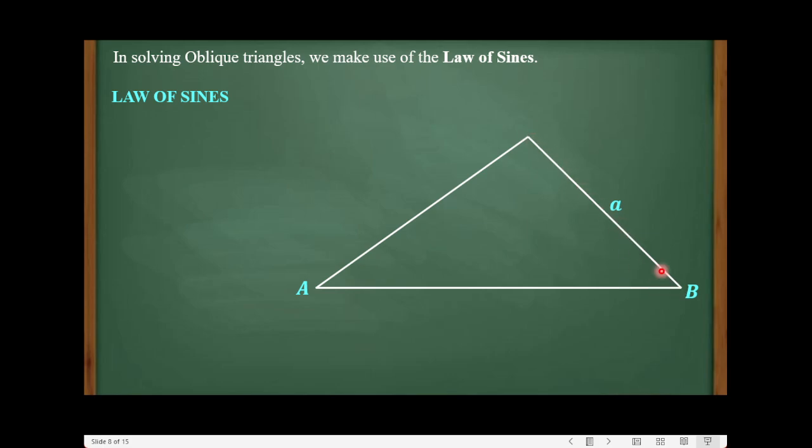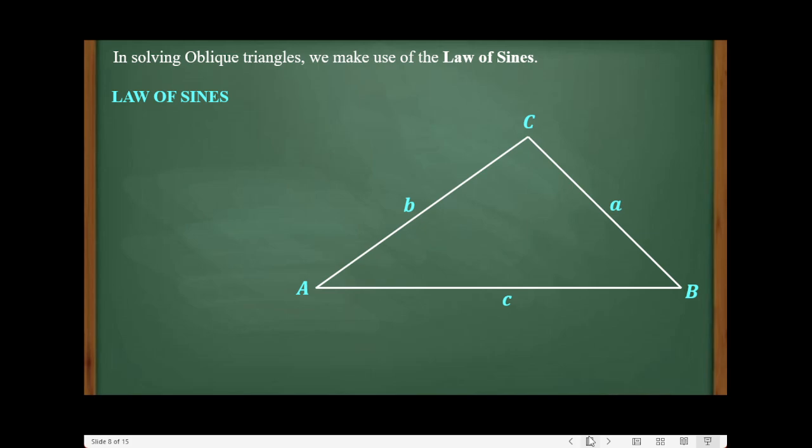Point B, or angle B, and its opposite side denoted by small letter b. And point C, which is also angle C, and its opposite side denoted by small letter c. Now, this is an oblique triangle. Obviously, we have three sides and three interior angles.